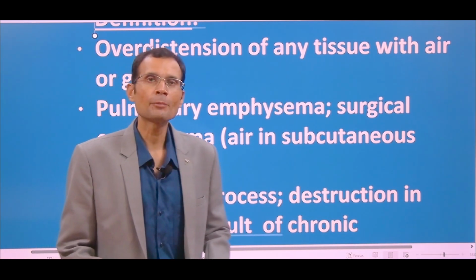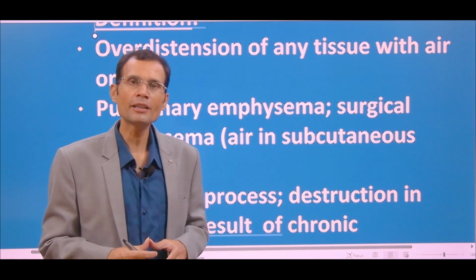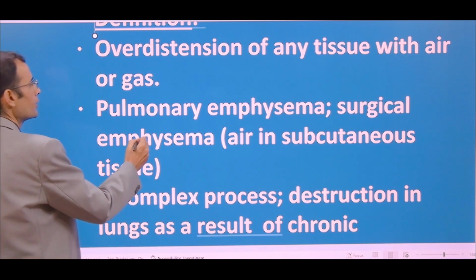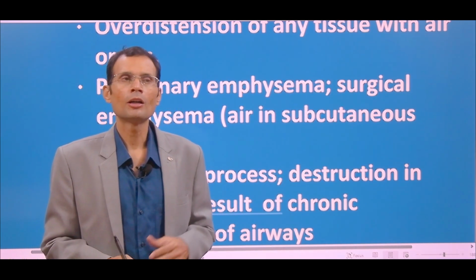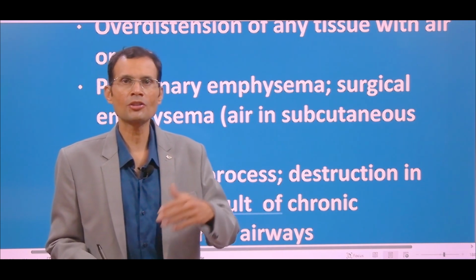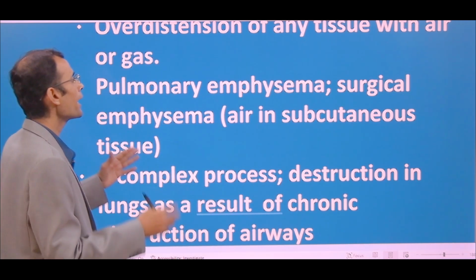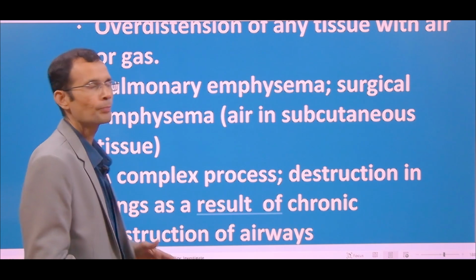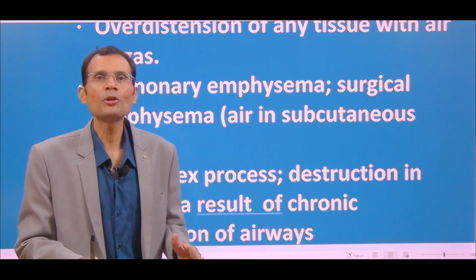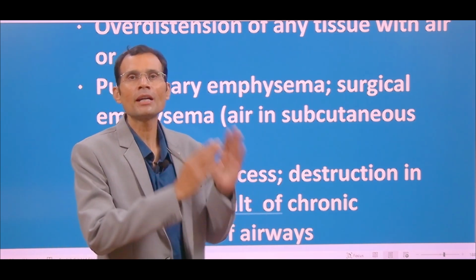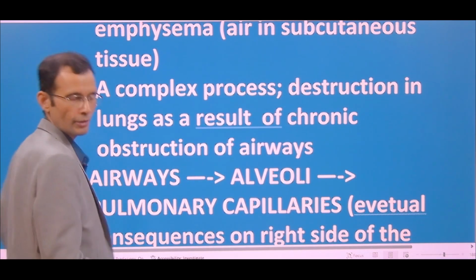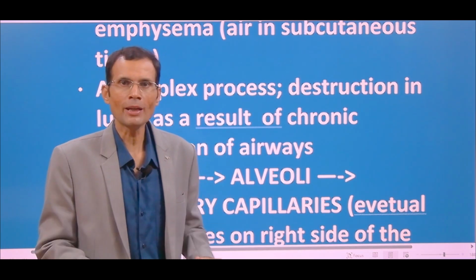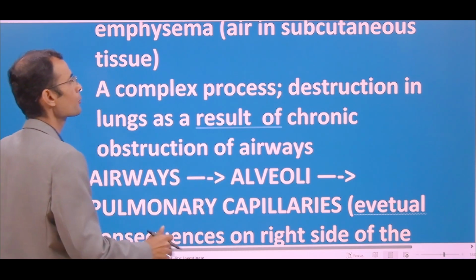Generally speaking, emphysema is over-distension of any tissue with air or gas. So technically speaking, it could happen in any tissue. For example, there is something called surgical emphysema, when the air accumulates in the subcutaneous tissue. But we are going to limit ourselves to pulmonary emphysema. So let's see what happens in the emphysema of the lung. It's a complex process.